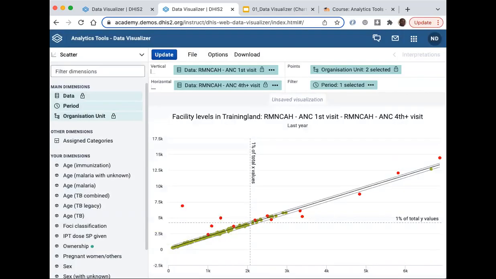And when you update, you will be able to see your chart, and you can see the outliers have come in red. So wherever there is a red, you point to it and it gives you the facility name. Otherwise, the rest are all in here, and you can see that we've been able to draw our scatter plot that shows our trial analysis for ANC first and third visits. And again, you can zoom out.